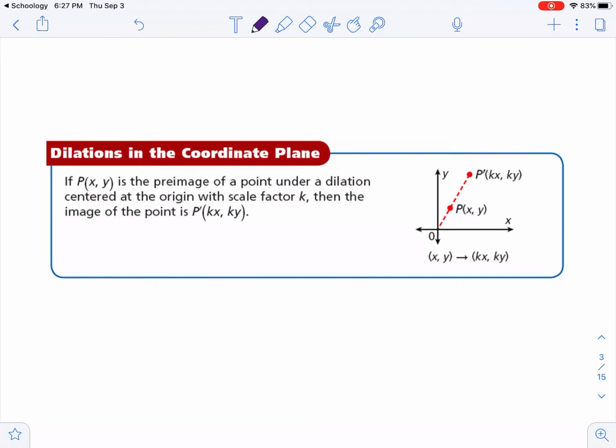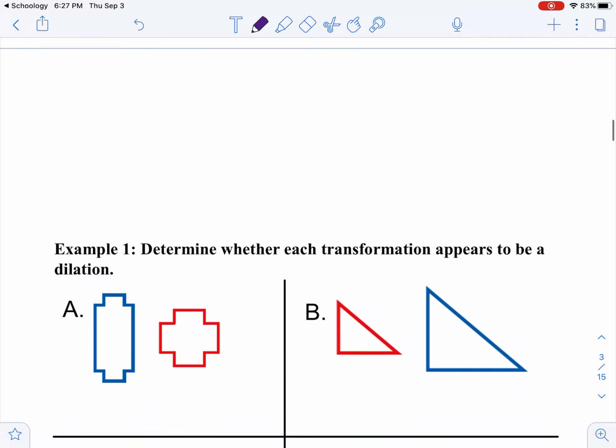So here's the dilation rules. If you have a point x comma y, if you dilate that point centered at the origin, so from the center with the scale factor of k, all you have to do is multiply the x and y value by that scale factor.